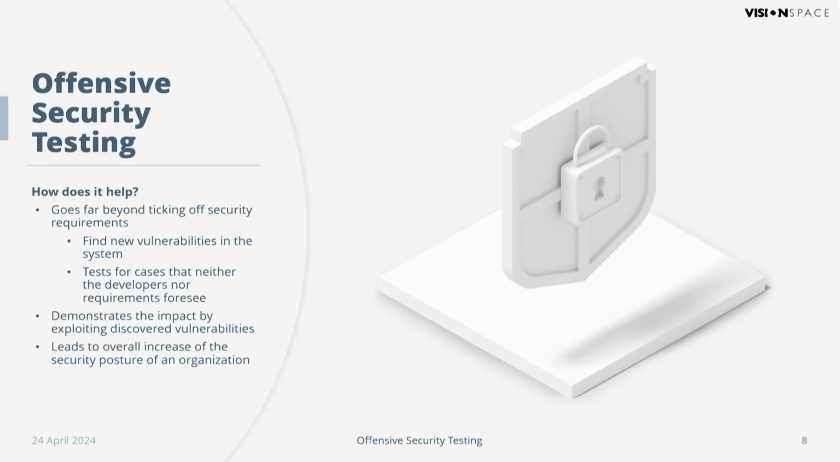But how does it actually help? First of all, it goes beyond the ticking of requirements. It finds unknown or new vulnerabilities in the system by testing for cases that neither developers nor the requirements have foreseen. And then it goes and tries to exploit those vulnerabilities. This approach not only increases the overall security posture of a company, but it also demonstrates a potential impact on the system, which then, of course, helps the risk management teams to make better informed decisions.